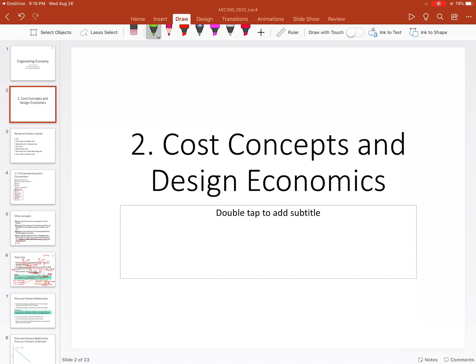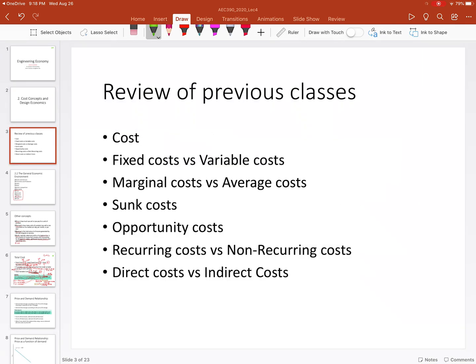Chapter 2 is all about cost, right? And we have learned many different types of costs. We know the definition of cost, and we know fixed costs and variable costs and the difference between them. Marginal costs and average costs: how do you calculate them? We understand sunk costs and opportunity costs, and also the difference between recurring costs and non-recurring costs. The last pair is direct costs and indirect costs.